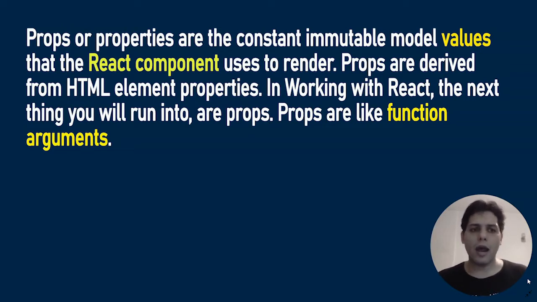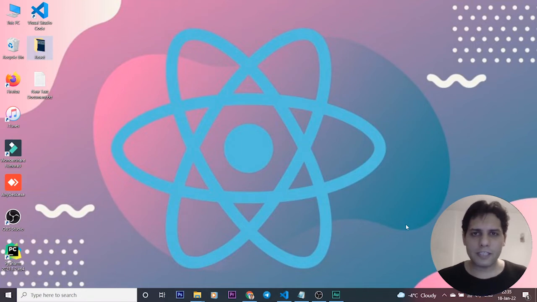Props are derived from HTML element properties, and in working with React, the next thing you will run into is props. Props are like function arguments. In this simple example, I'm going to show you how to use props in our project, and I don't want to start from scratch and explain how to create a React application or component. For that, you can watch my previous tutorials and see how to install React on your computer.